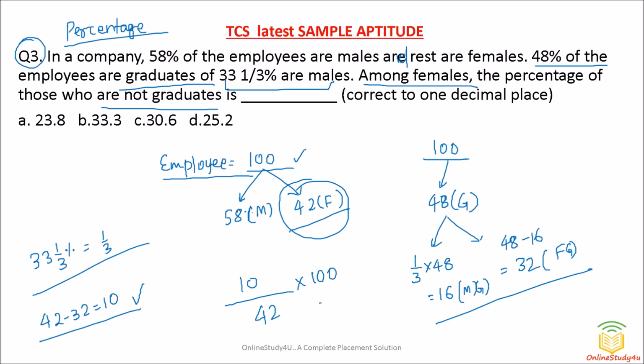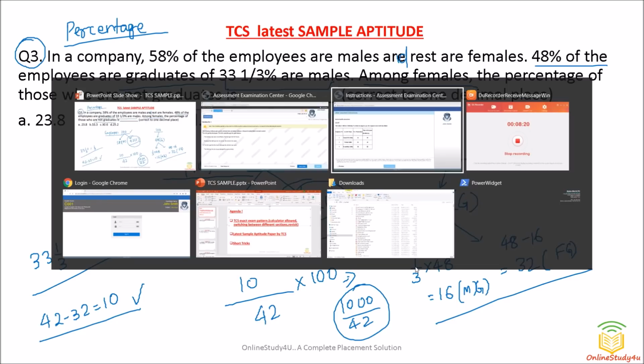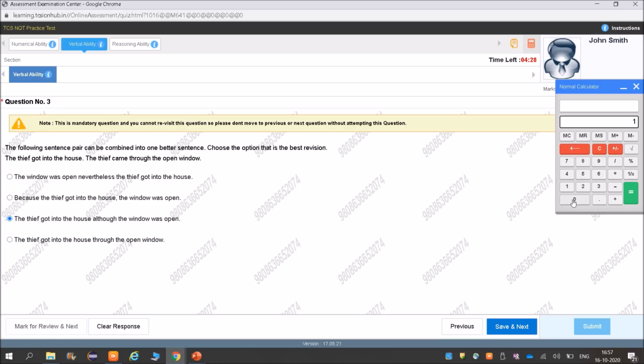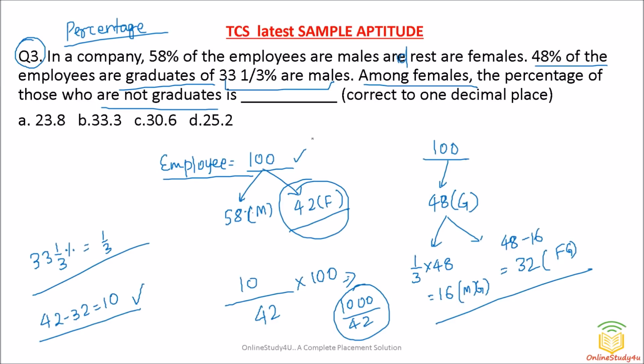So friends, for solving this, basically this is 1000 by 42. I will not use my skills here. Instead of that, when they have given the calculator to you, then 1000 divided by 42, I will use this skill. 23.80. Okay, so 23.80, option A, exact answer. So here only you have to use the calculator in the examination to make your problem easier.